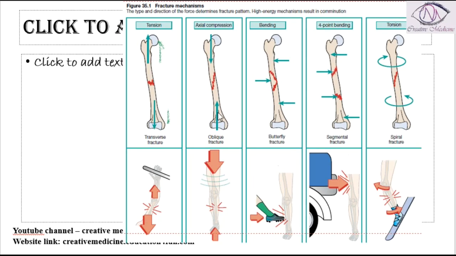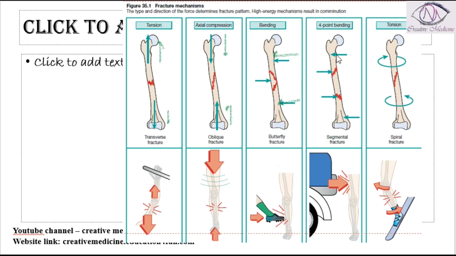Whenever there is compression through axial compression like this, if there is compression of the bone, it results in oblique fracture. Whenever there is bending of the bone in one direction, so there is bending in this direction and this fragment bends like this, so this will result in butterfly type of fracture.